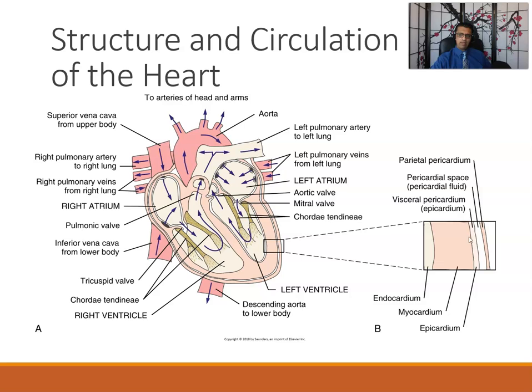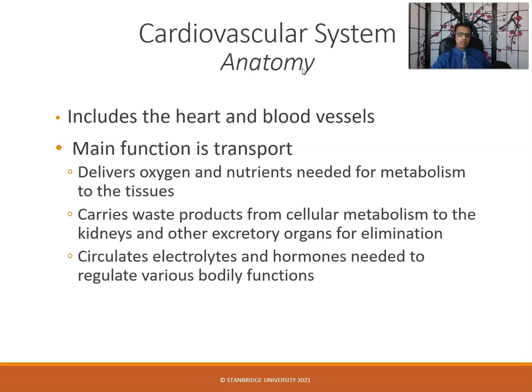And there are 3 layers of the heart: the pericardium, the epicardium, and the myocardium. The cardiovascular system includes the heart and blood vessels. Its main function is transport: it delivers oxygen and nutrients needed for metabolism to the tissues, carries waste products from cellular metabolism to the kidneys and other excretory organs for elimination, and circulates electrolytes and hormones needed to regulate various bodily functions. So the real function of the cardiovascular system is transport.